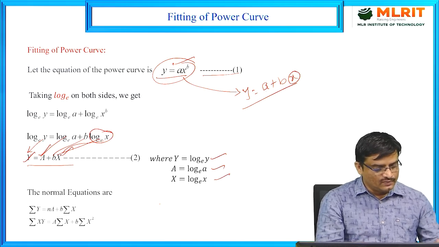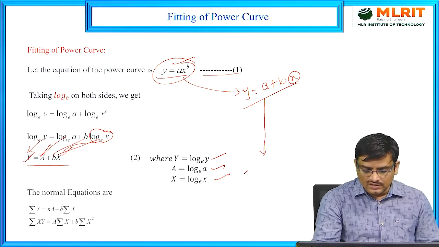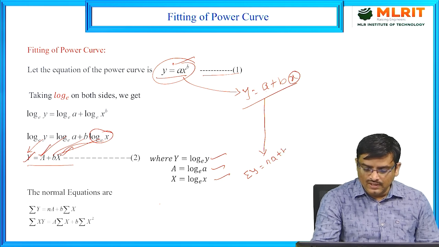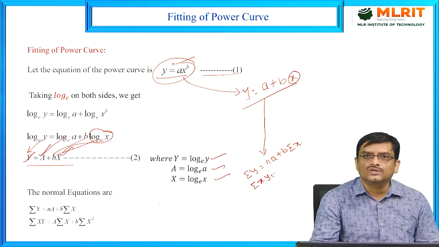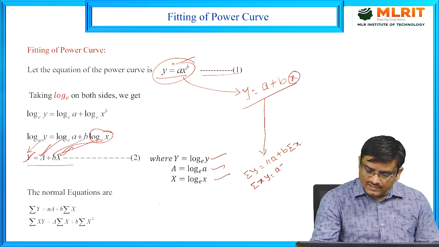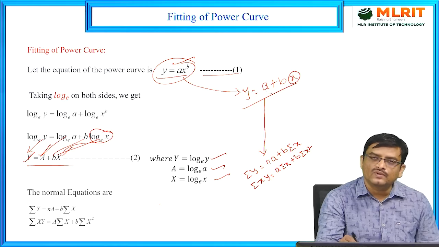So the normal equations for the straight line are: summation small y is equal to n into small a plus b into summation x. This is the first normal equation for the straight line. And the next one is summation small x into small y is equal to a into summation x plus b into summation x square. These are the standard normal equations for this type of straight line.